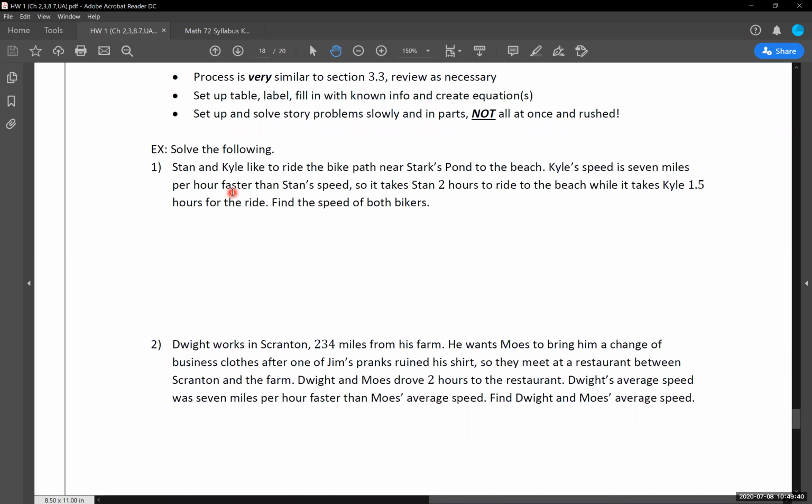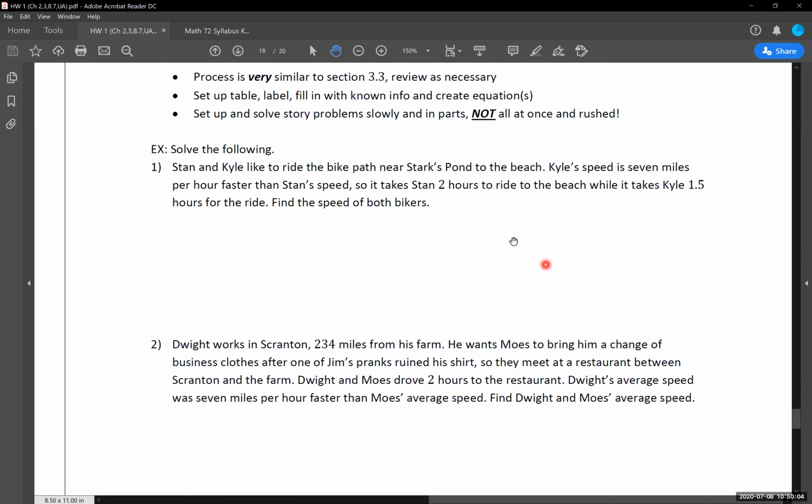So we're going to take a look at our first problem here, and then we'll jump over to the Blackboard and see how we set this thing up and solve it from there. So Stan and Kyle like to ride the bike path near Stark's Pond to the beach. Kyle's speed is 7 miles per hour faster than Stan's speed. So it takes Stan 2 hours to ride to the beach, while it takes Kyle 1.5 hours for the ride. Find the speed of both bikers.